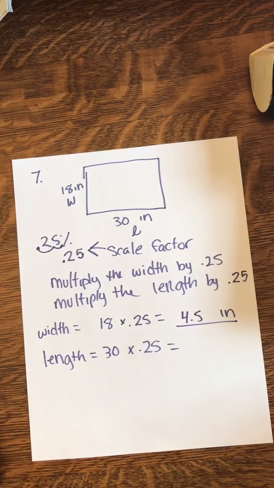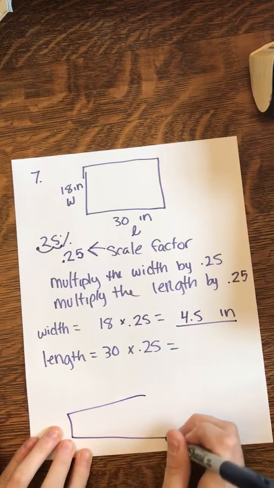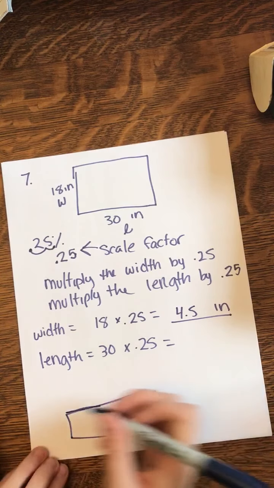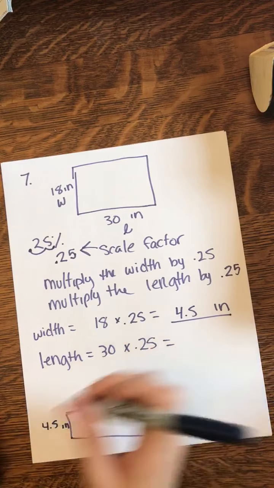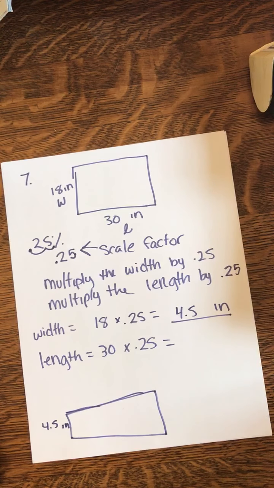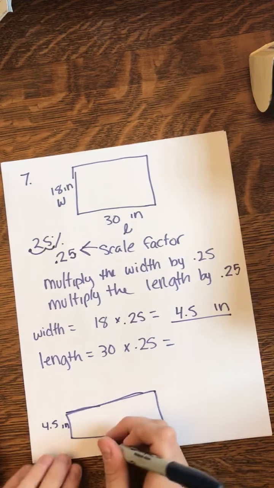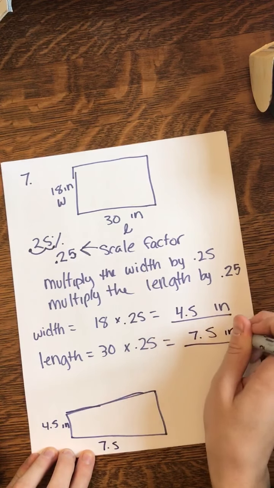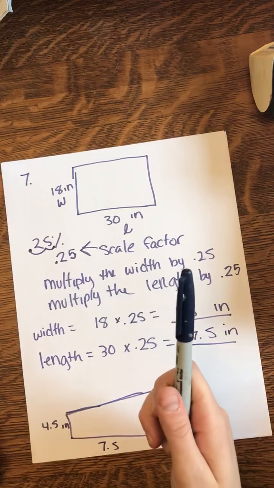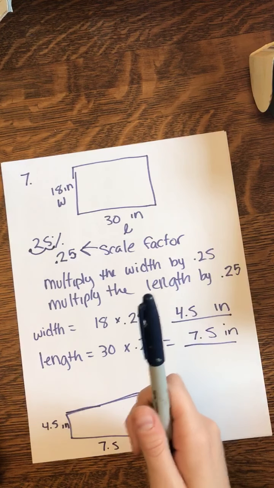And so then my new width of my rectangle, and that was a really badly drawn rectangle, is 4.5 inches. And then my new length is 30 times 25/100 or 0.25. 30 times 0.25 equals 7.5 inches. And so this is my new scale factored rectangle when the scale factor was 0.25 or 25/100.